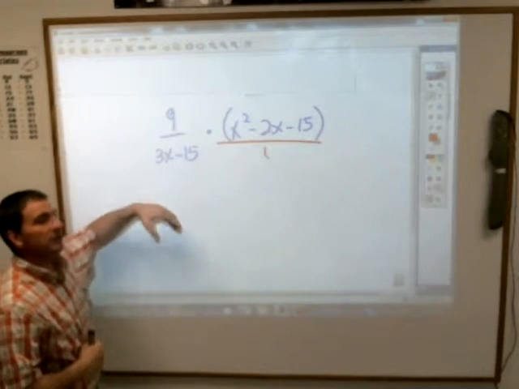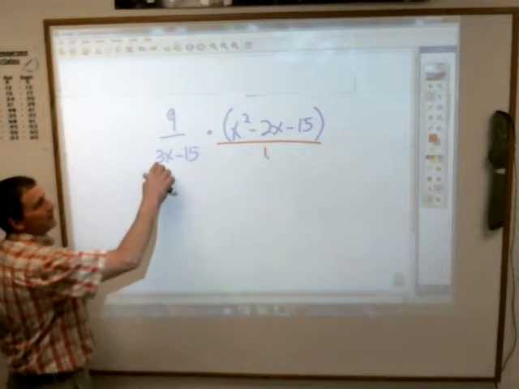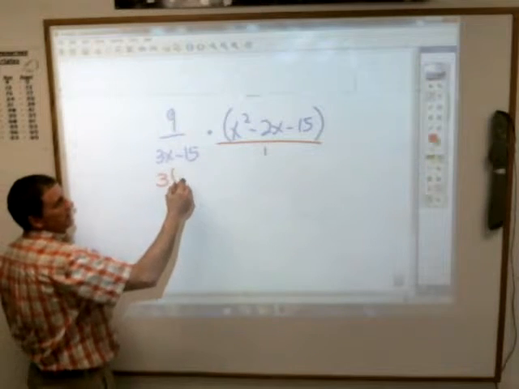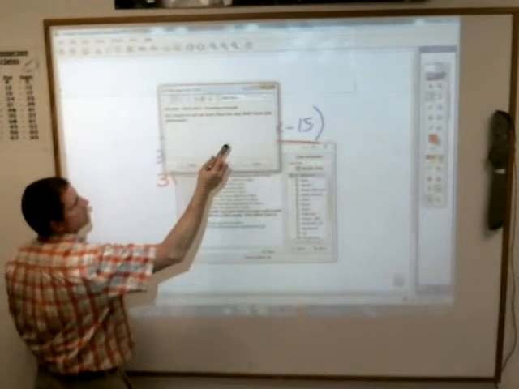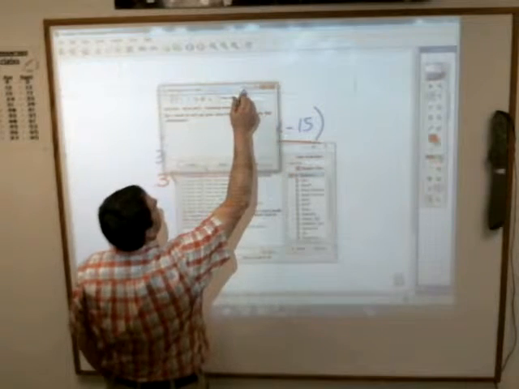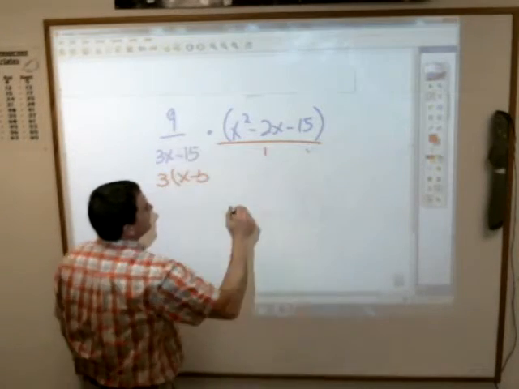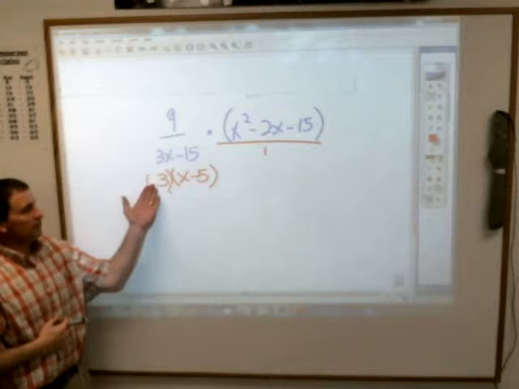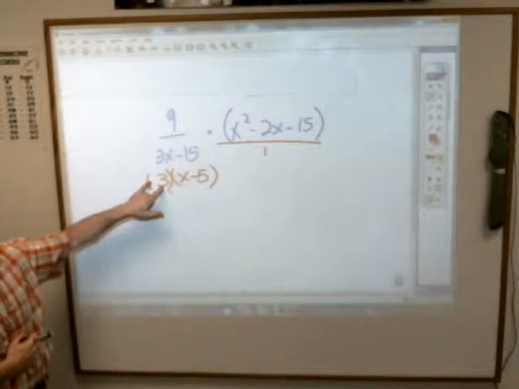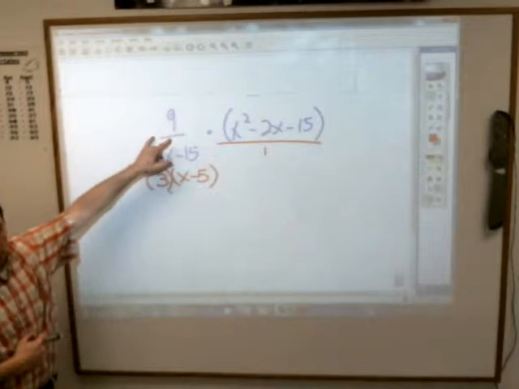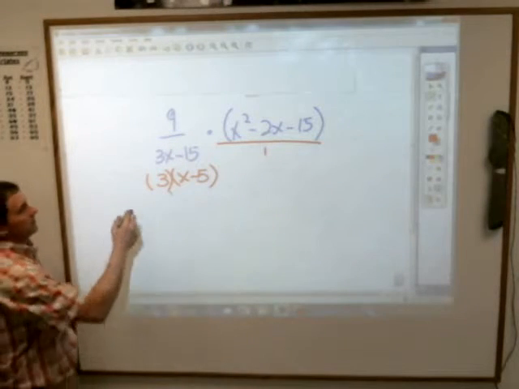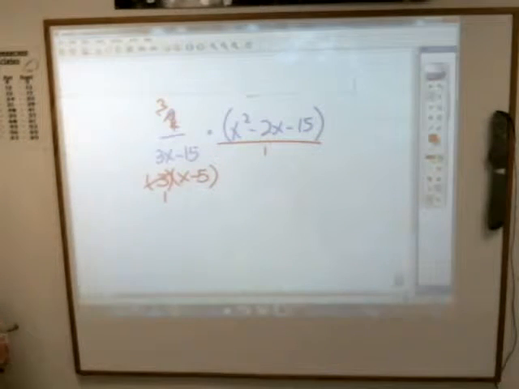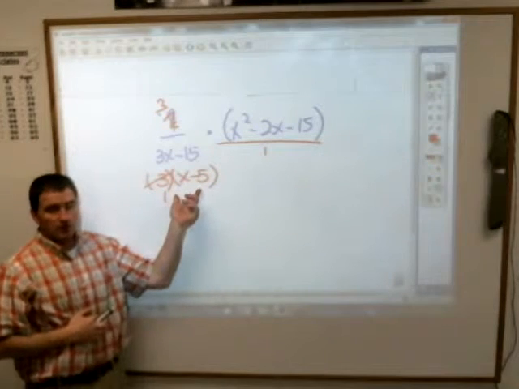But I can factor it down and then look for common factors that work. For example, what can I take out of 3x minus 15? I can factor out a 3, and when I do, I get left with x minus 5. Now, since these are factors, I can cross this 3 off with this 9. Now that this is a factor by itself, 3 goes into 3 once, 3 goes into 9 three times. The only way for x minus 5 to cross off with something would be if there was a factor x minus 5 up here.